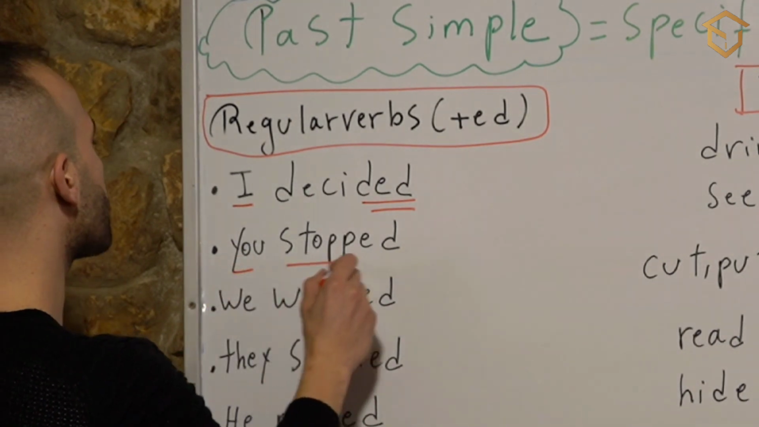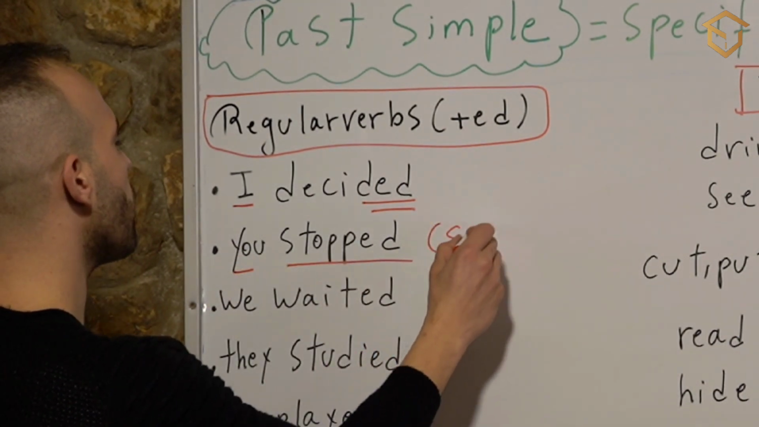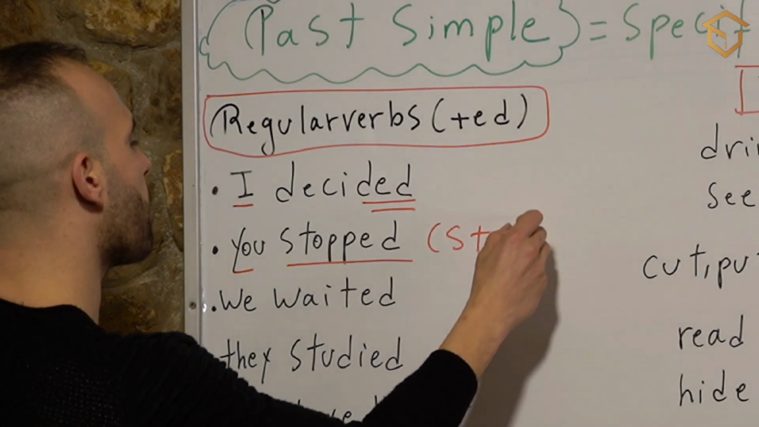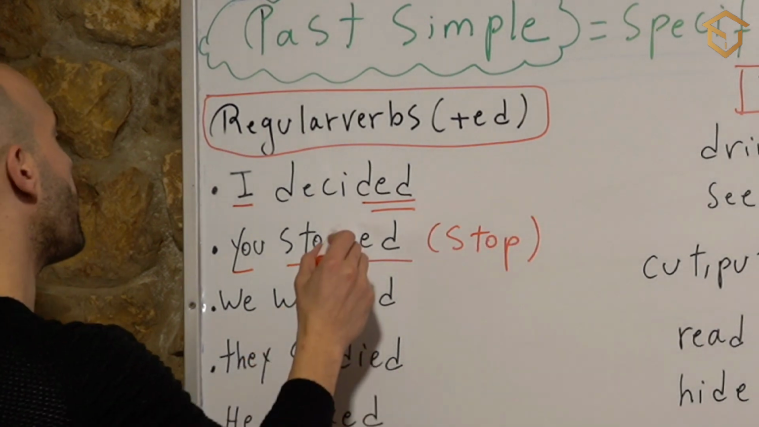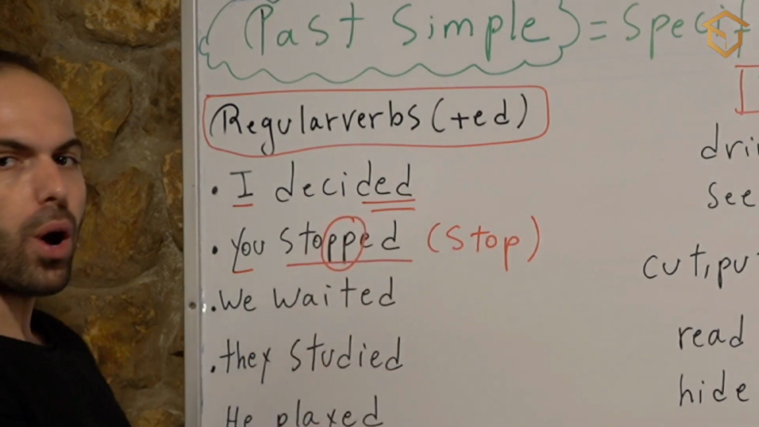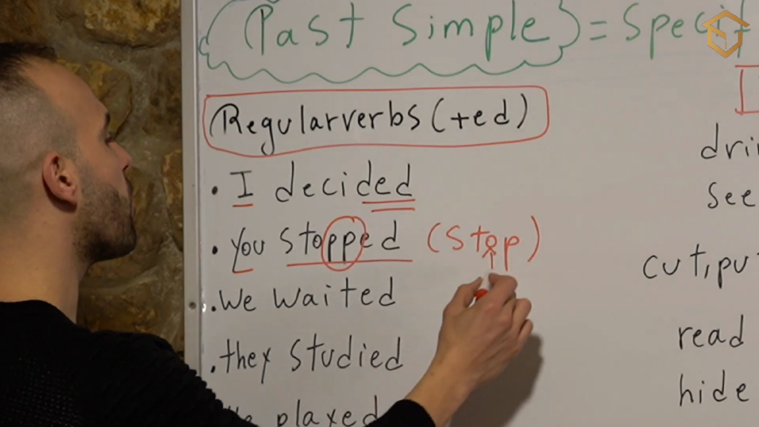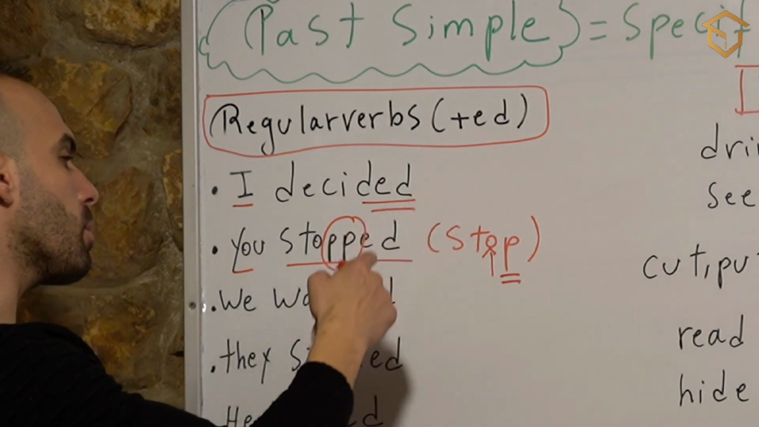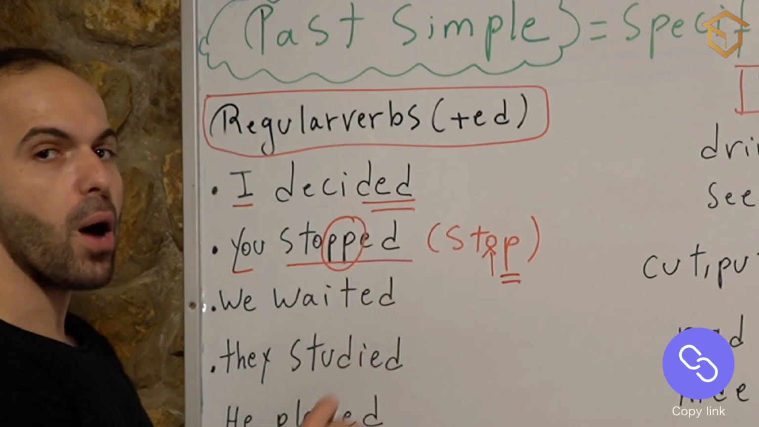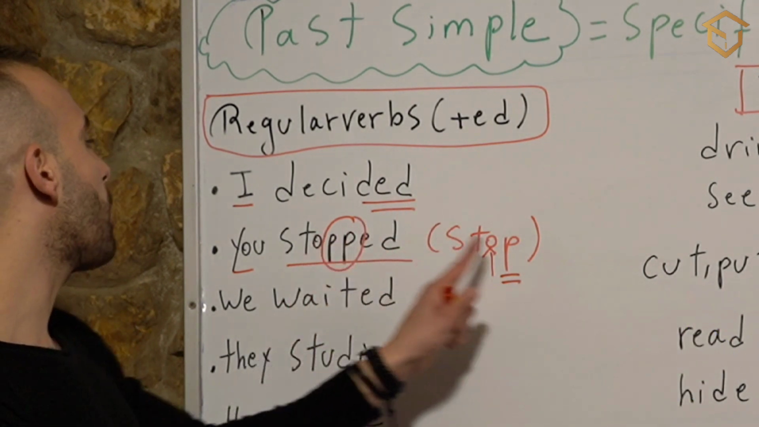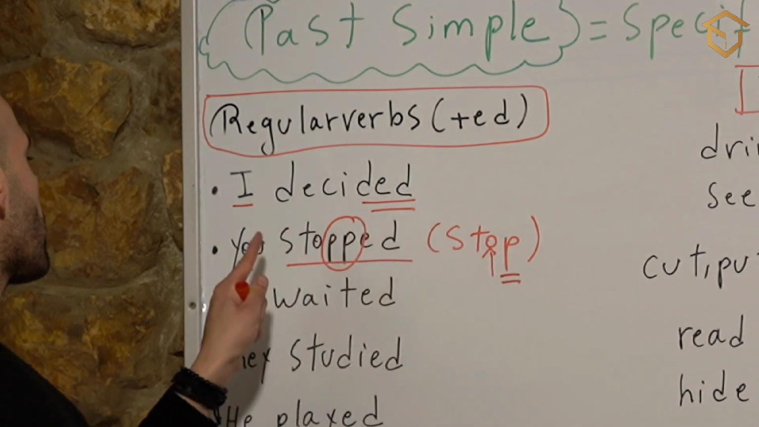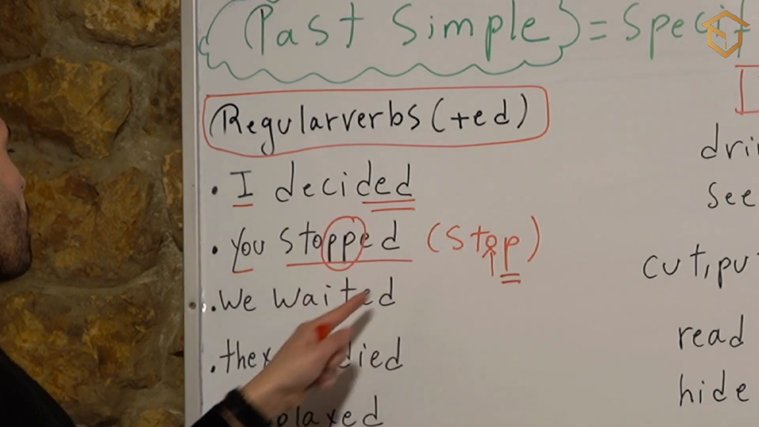You stopped. So the original form here is stop. As you can see, we double the P. Why? Because the letter that comes before the last one is a vowel. So that's why we double the last letter. So stop becomes stopped.